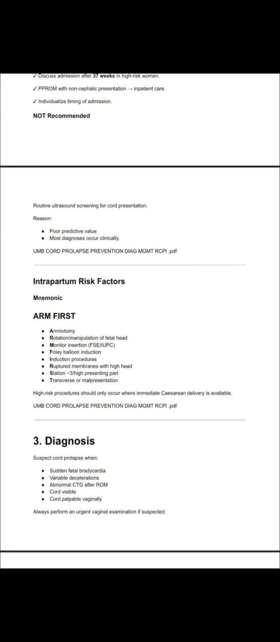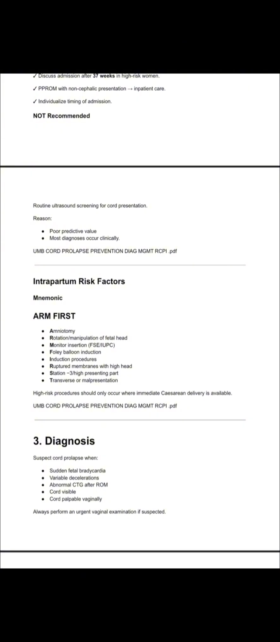Umbilical cord prolapse, intrapartum risk factors. The mnemonic is ARM FIRST. A is for amniotomy. R is for rotation or manipulation of fetal head. M is for monitoring insertion. Then Foley balloon induction. Then ruptured membranes with high head at station -3 or higher, and transverse or malpresentation.